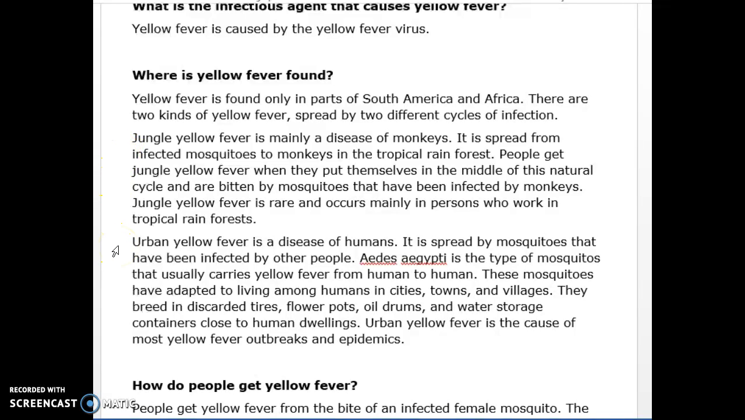Urban yellow fever is a disease of humans. It is spread by mosquitoes that have been infected by other people. Aedes aegypti is the type of mosquito that usually carries yellow fever from human to human. These mosquitoes have adapted to living among humans in cities, towns, and villages. They breed in discarded tires, flower pots, oil drums, and water storage containers close to human dwellings. Urban yellow fever is the cause of most yellow fever outbreaks and epidemics.